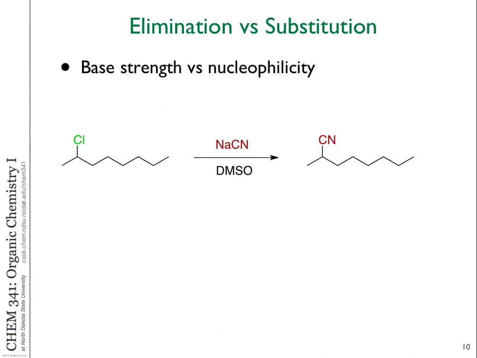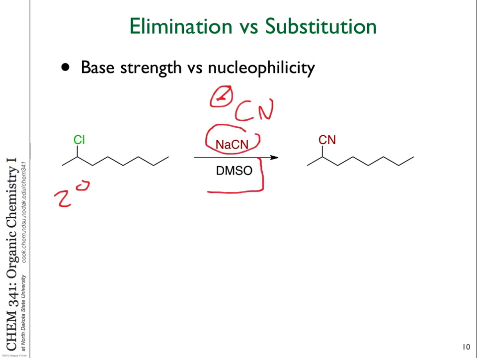Here's an example, base strength versus nucleophilicity. One example of a good nucleophile is sodium cyanide. Cyanide is not a very good base, but it's a terrific nucleophile. Okay, and so even if we have a secondary substrate, a chlorine, which is a little less reactive than a bromine as a leaving group, still the only product we get in this reaction is the substitution product, because we've changed now the nature of the base.